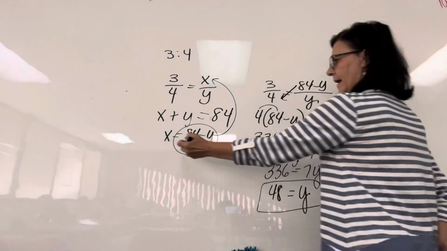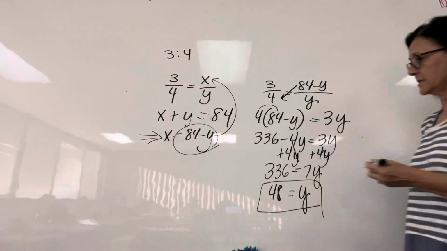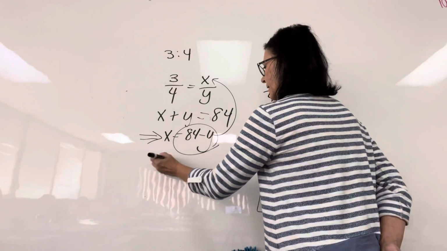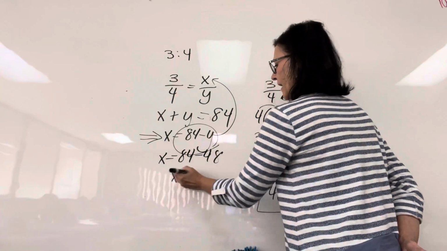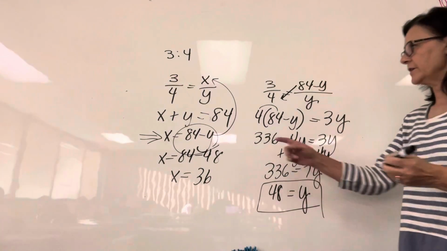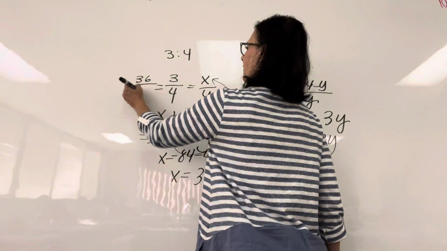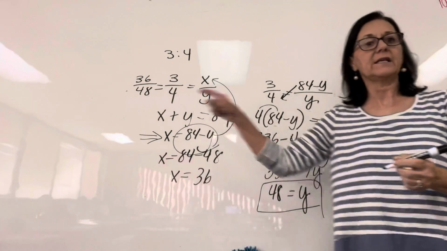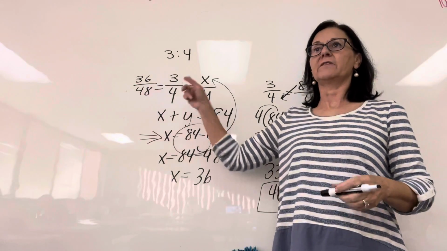It's easier to go back to the equation where you solved for the other variable and substitute that 48 back in. X is 84 minus 48. What's the value of x? 36. So what are my two numbers? 36 over 48. That is the exact same ratio, 36 over 48. What did I multiply to get to that ratio? This ratio is how many times the first one?